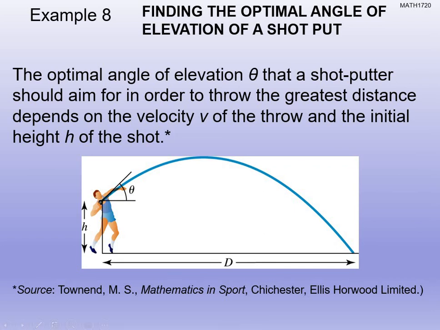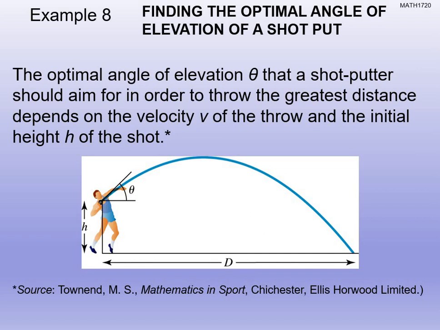Of elevation theta that a shot putter should aim in order to throw the greatest distance. So this is a track event here. Shot put's a little metal ball. There's 12 pound, 13 pound kind of balls that you're going to throw for a certain distance. It's a competition if you don't know what shot put is, okay? It depends on the velocity of the throw and the initial height of the shot. So you want to get enough height and you want to release from a specific position, so that you can get maximum distance.